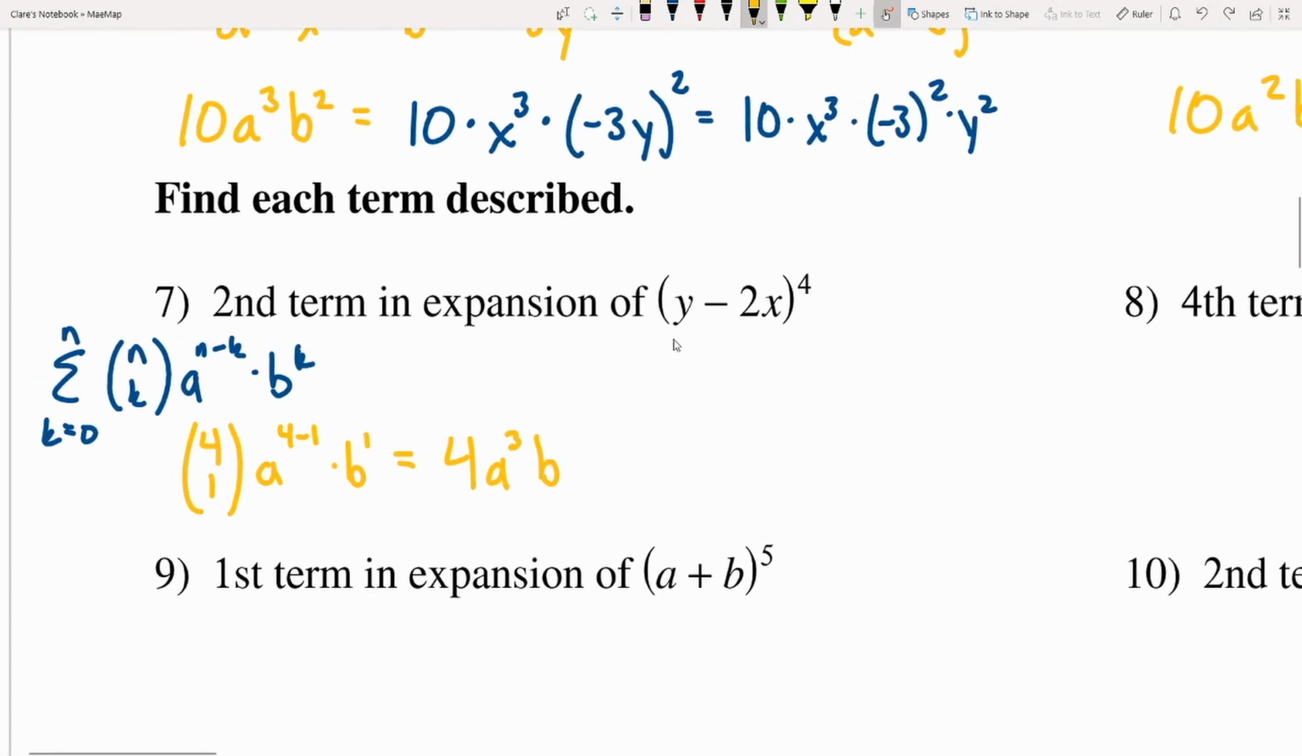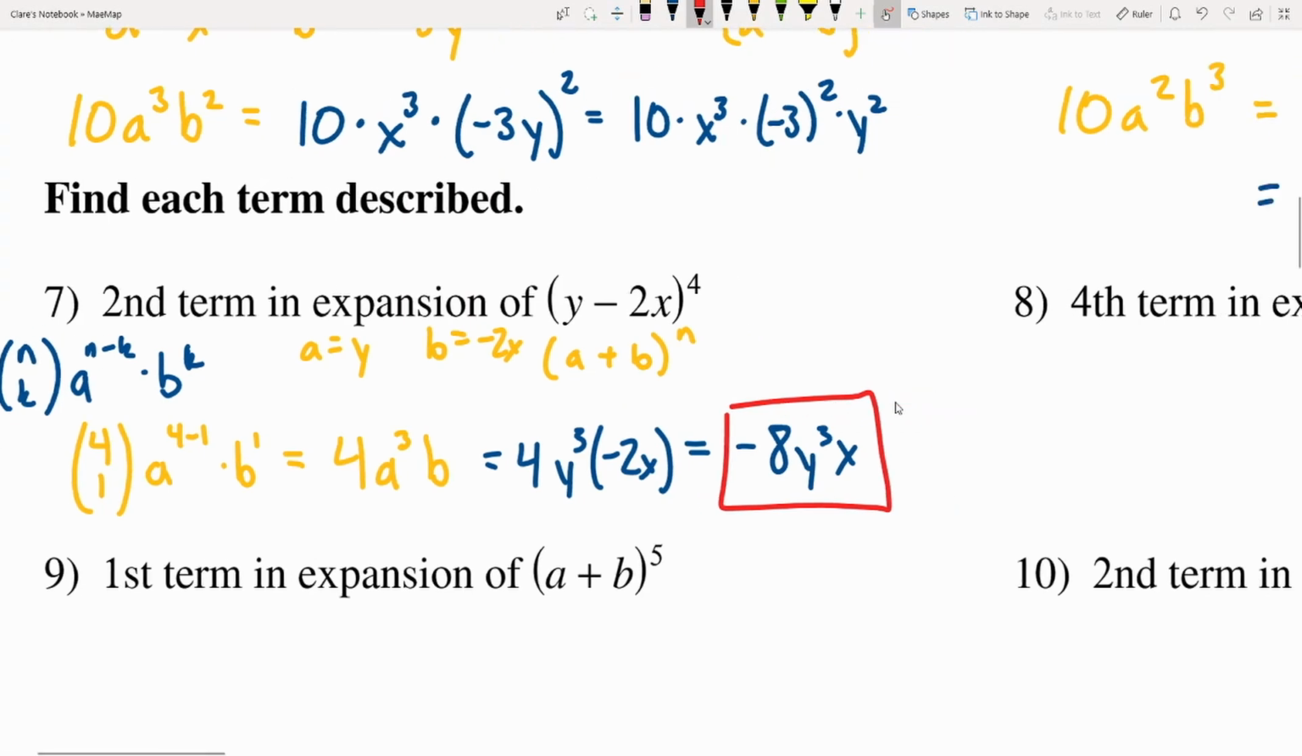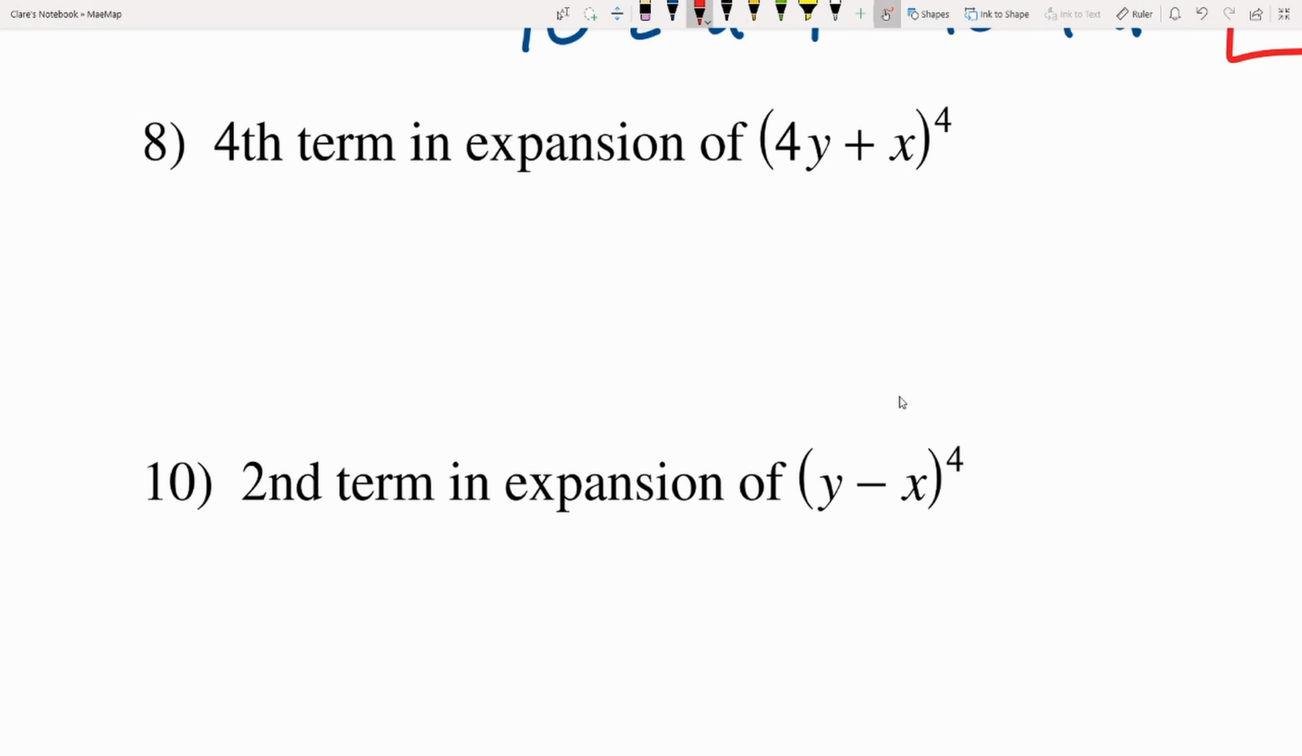So 4a cubed b, well, our binomial theorem is in the form of a plus b to the n. So our a value is equal to y, and our b value is actually going to be a negative 2x. So filling that in, we'll get 4 times y cubed times negative 2x, which simplified down is going to be negative 8y cubed x. Negative 8y cubed x is my solution in number 7. Now in number 4, let's just continue to use that triangle for help. If you want to, feel free to use that formula.